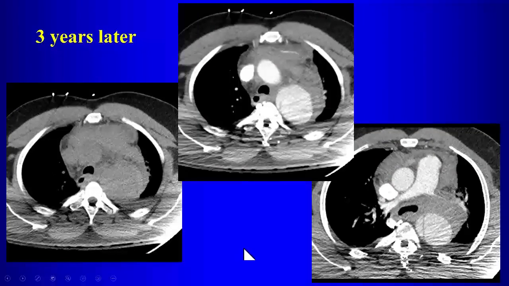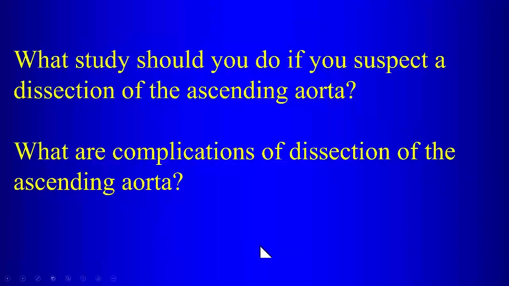So that thing ruptured. So that's another important thing that you want to note if you notice that in your dissection. If we suspect dissection of the ascending aorta, well, what's the best study to do? Yeah, cardiac gated CT, because there's a lot of motion in the ascending aorta, and to identify the dissection flap, you'd be better off doing a cardiac gated CT.